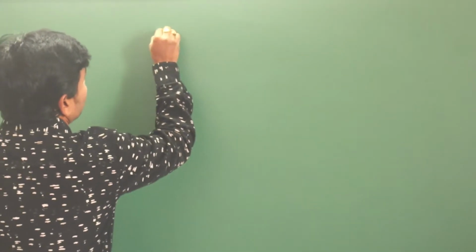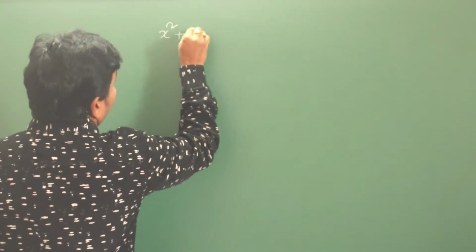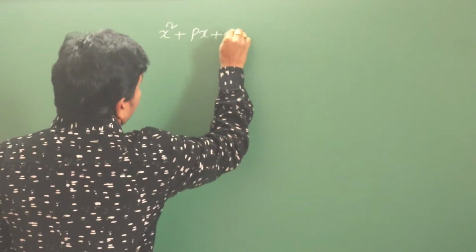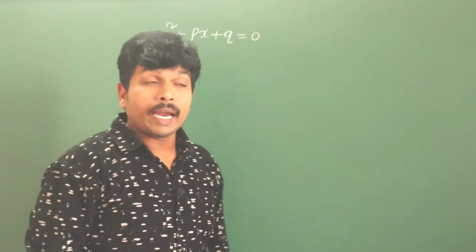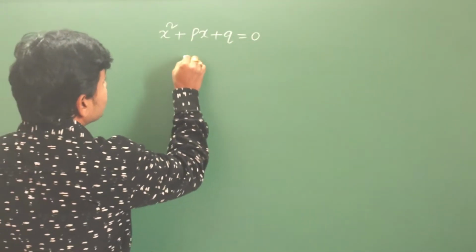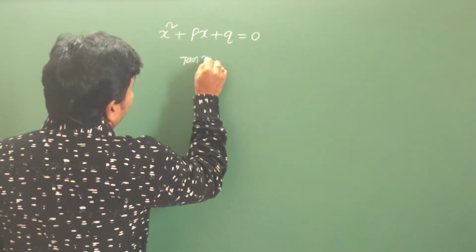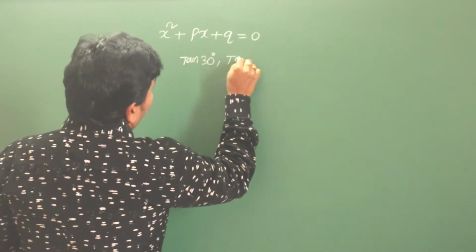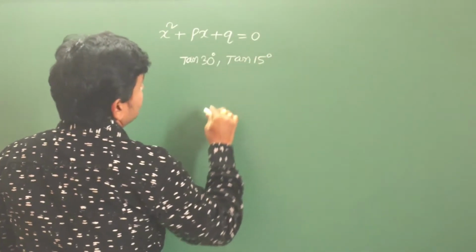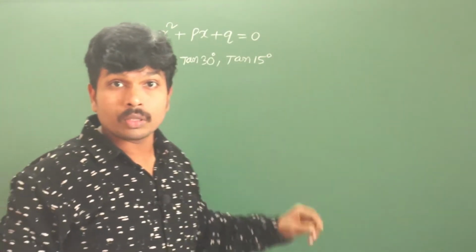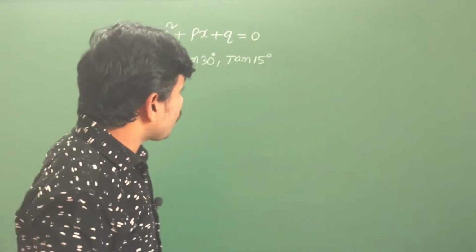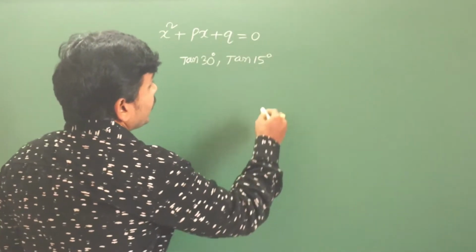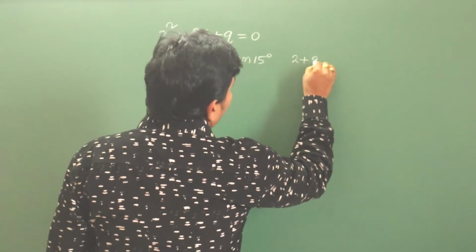Your equation is x square plus px plus q equal to 0. This is your equation, and the roots of this equation are tan 30 degrees, tan 15 degrees. These are the roots of this equation x square plus px plus q equal to 0. Then what you have to find out? Find the value of 2 plus q minus p.